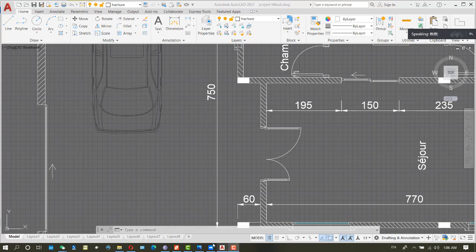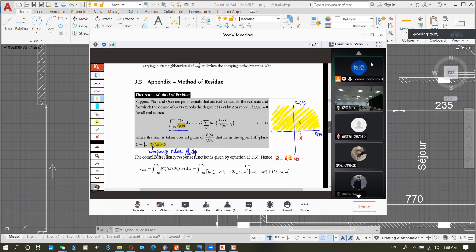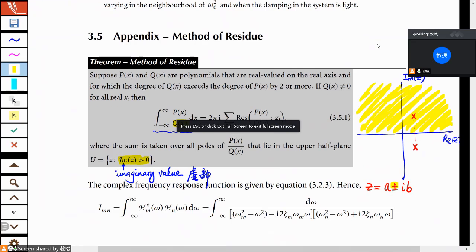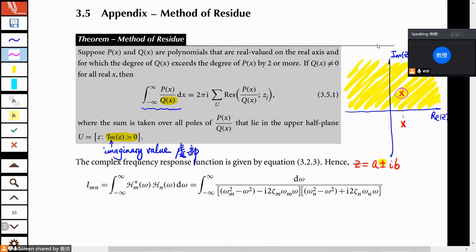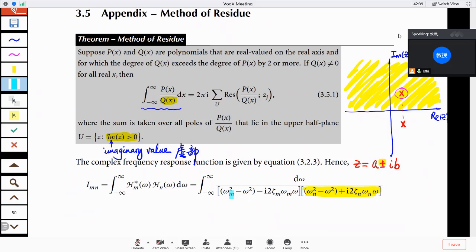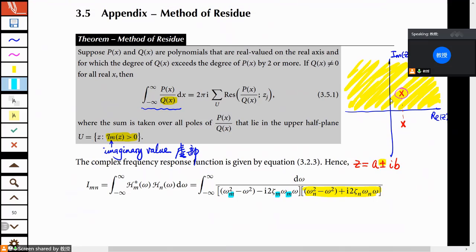So find the roots of the denominator, and we only need the roots with the positive imaginary part. Okay, so now let's look at the integral. H_n is given by this, and H_m, we change n to m. Whenever you have n changed to m, the star is the complex conjugate.